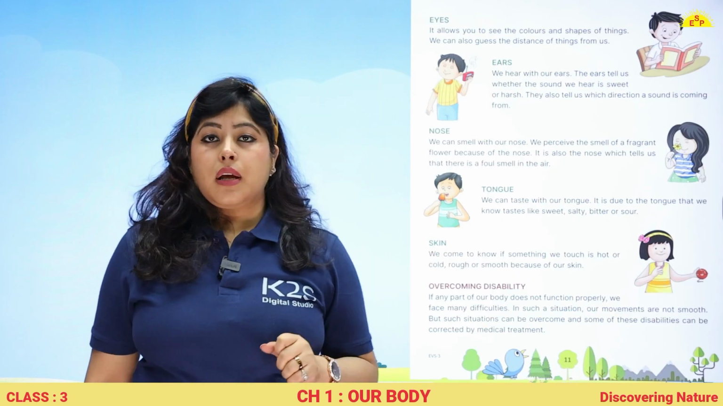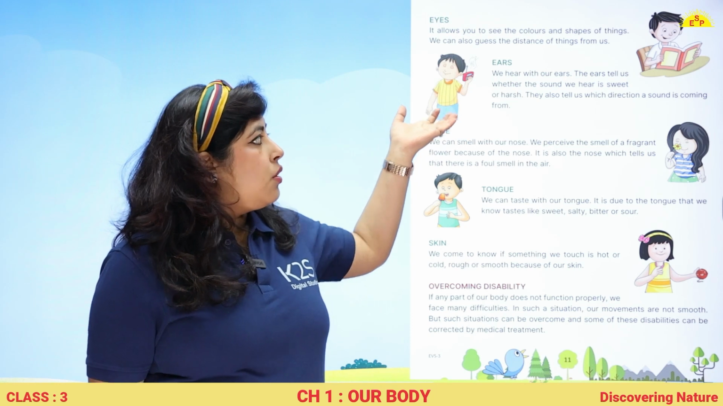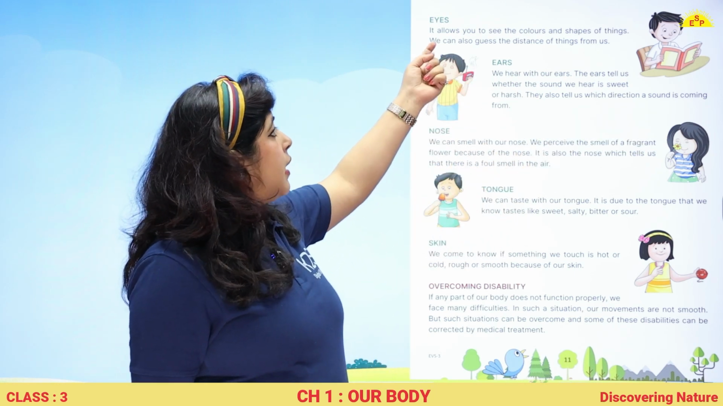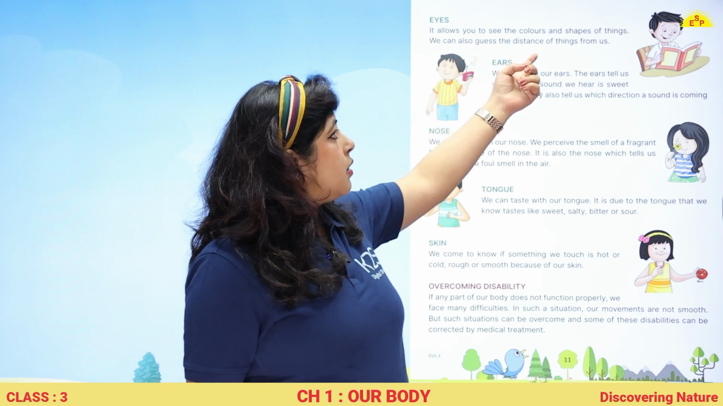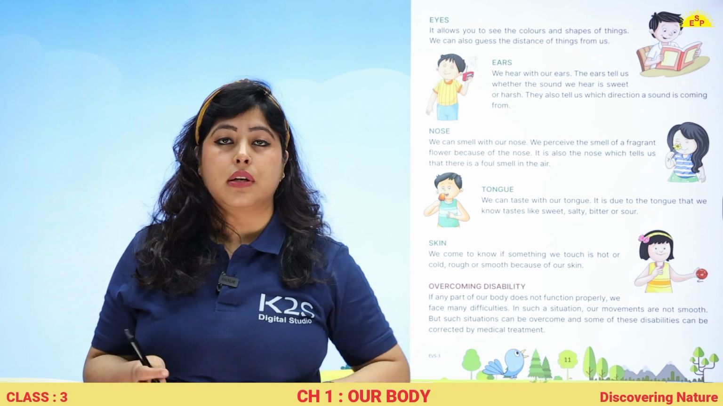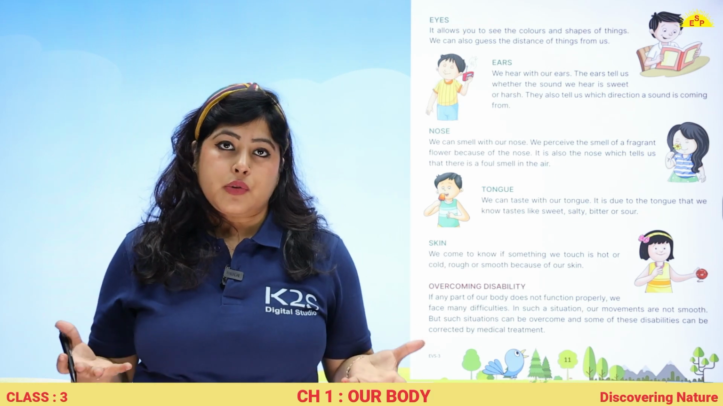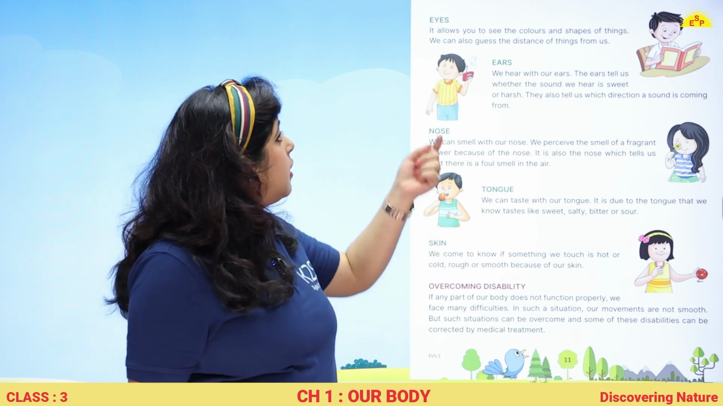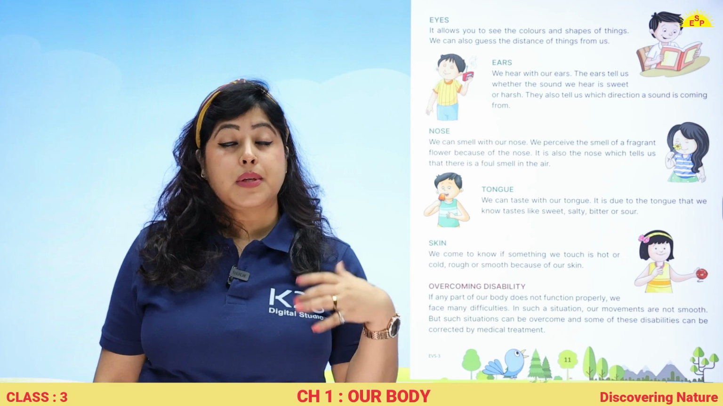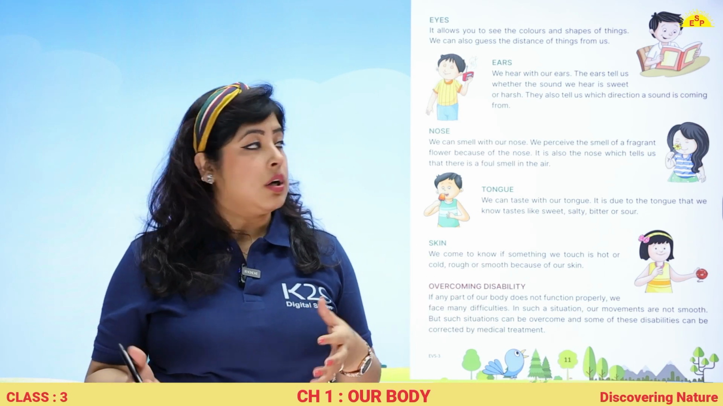First of all, we study about eyes, the important organ of our body. You can see in the picture the child studying the book, reading the book. It allows you to see the color and shapes of the things. तो हम अपनी eyes की मदद से क्या करते हैं children? कलर देखते हैं, शेप देखते हैं, इस पूरे वर्ल्ड को देखते हैं, ब्यूटीफुल चीज़ें देखते हैं. So we can also guess the distance of the things from us कि कोई चीज़ हमसे कितनी दूर है और हम decide करते हैं when we need to walk or not.